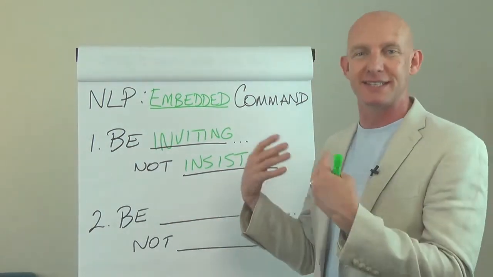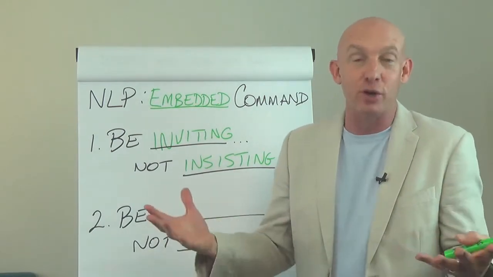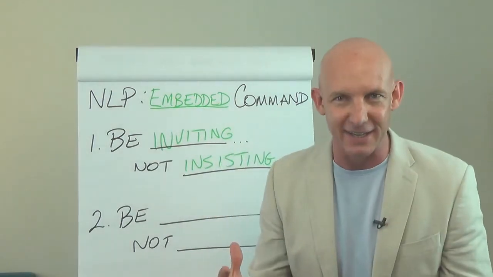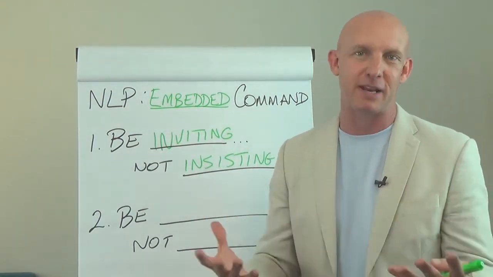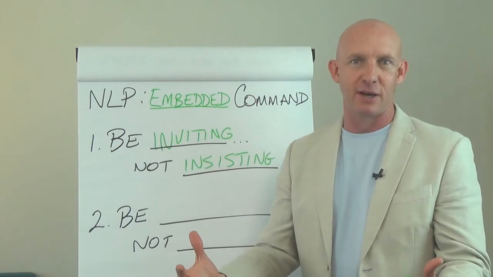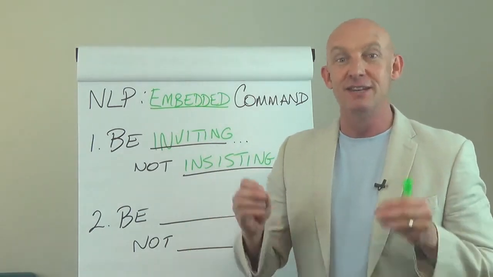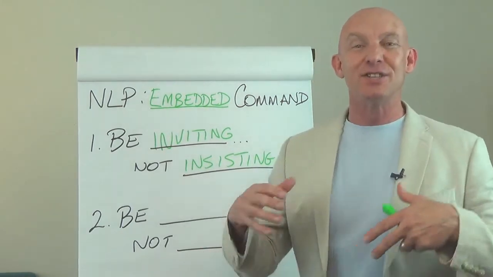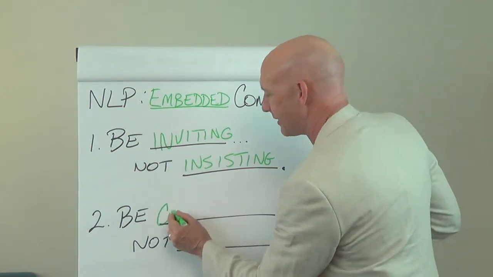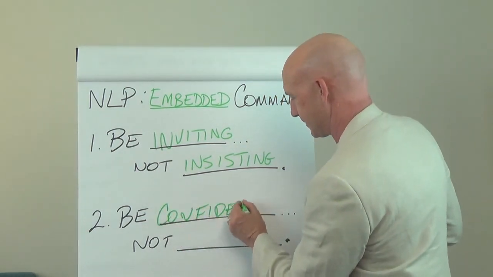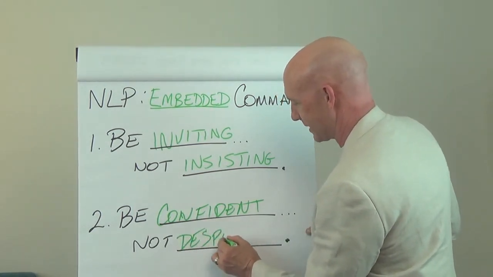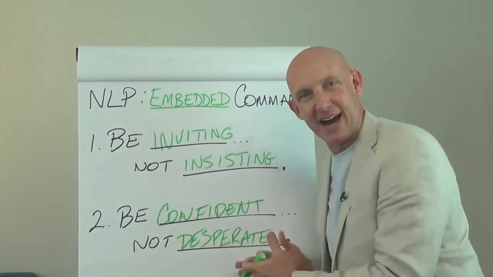And when you're talking to a seller or a prospect or a lead or a buyer, and you're trying to inspire them to say yes to you, a threatening tonality or a threatening embedded command creates resistance. So when you use an embedded command, you want to be inviting, not threatening. And then the second key to being powerful with embedded commands is to be confident, not desperate. Or another way to say it, be confident, not desperate.